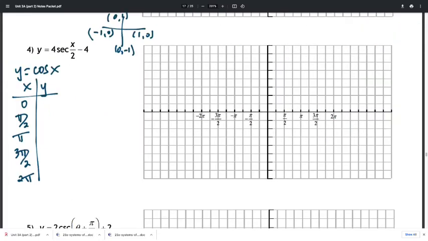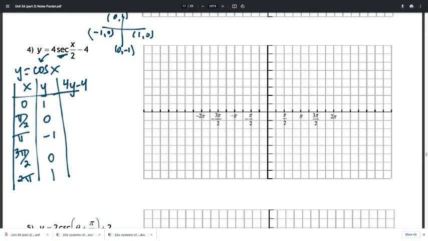All right, let's do another one. Okay, for this one, for secant, I'm going to do the graph of cosine first, because secant's a reciprocal of that. So at 0, we're at 1, and then 0, and then negative 1, 0, and 1. You're going to do your transformations on that. So my y's were changed by multiplying them by 4 and then subtracting 4. My x's were changed by multiplying them by 2. This 1/2 right here, do the opposite of it, so multiply by 2. So this will be 0, pi, 2 pi, 3 pi, and 4 pi.